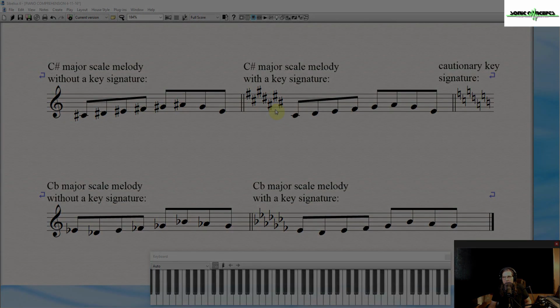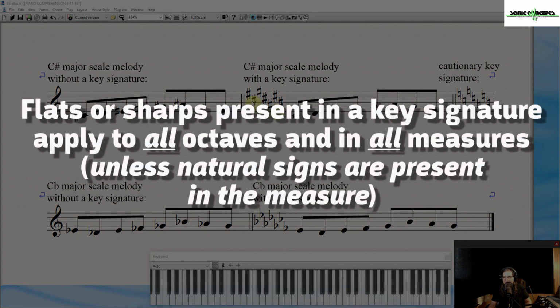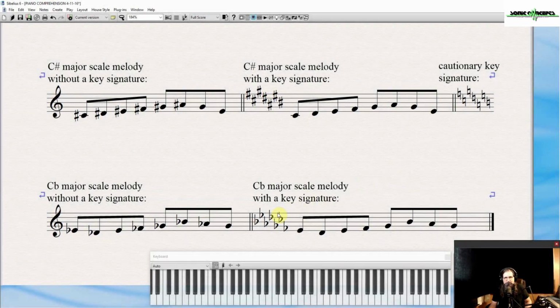Unlike the normal rules for accidentals, flats or sharps present in a key signature apply to all octaves and in all measures, unless natural signs are present in the measure. For example, the G-flat in the key of C-flat major applies not only to the G-flat on the second line up from the bottom of the staff, but to all G-flats in all octaves and in all measures.